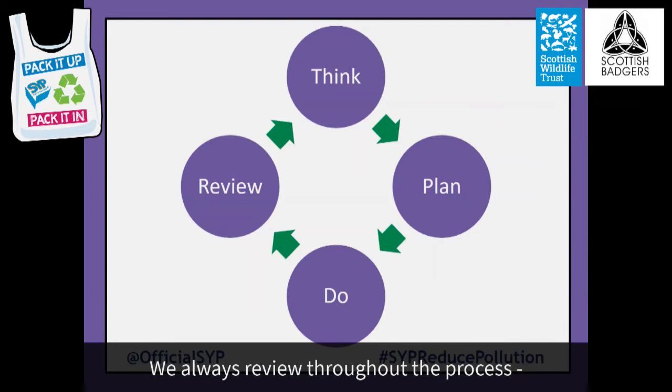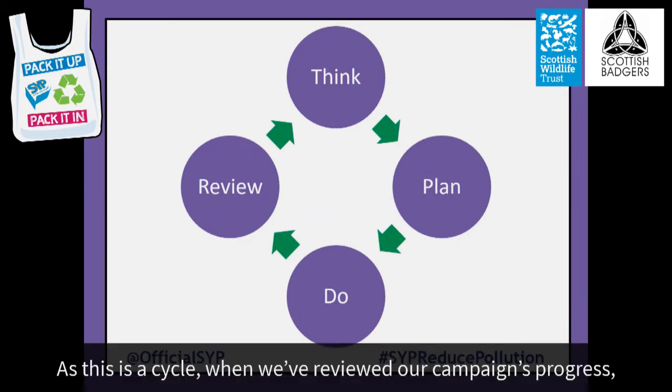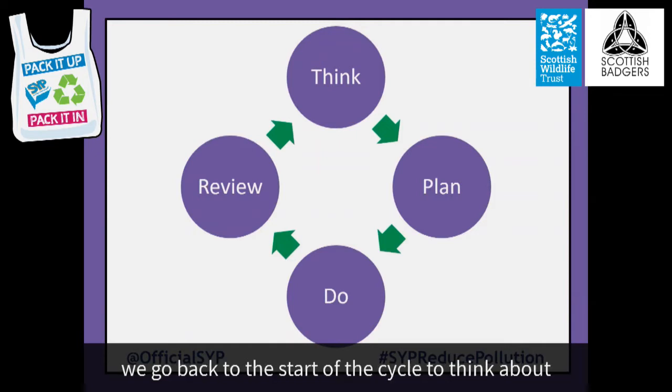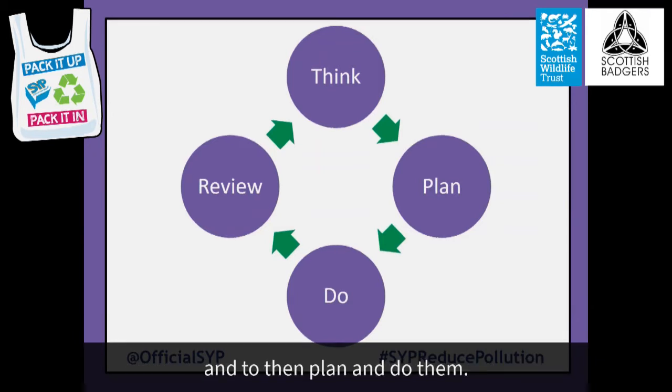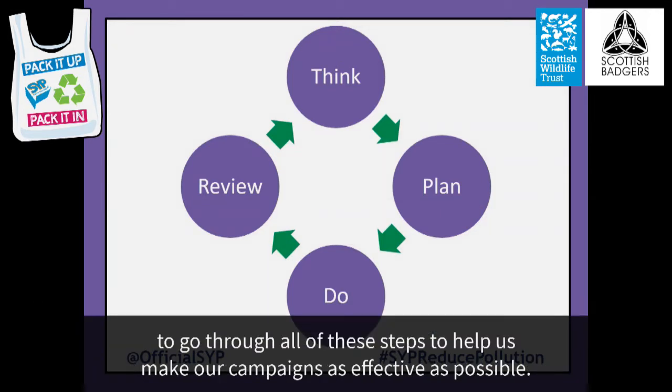We always review throughout the process. How will you keep track of how your campaign is progressing? As this is a cycle, when we've reviewed our campaign's progress, we go back to the start of the cycle to think about any other issues or actions that we need to take and to then plan and do them. Campaigning is an ongoing process, and we think it's really important to go through all of these steps to help us make our campaigns as effective as possible.